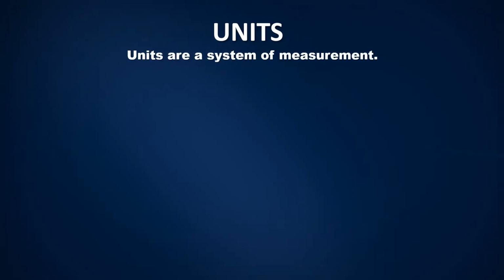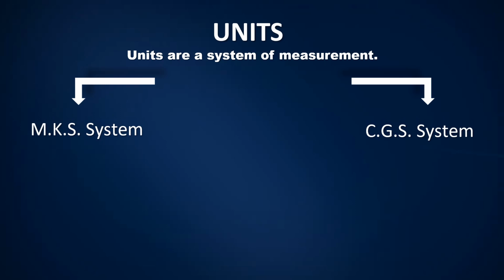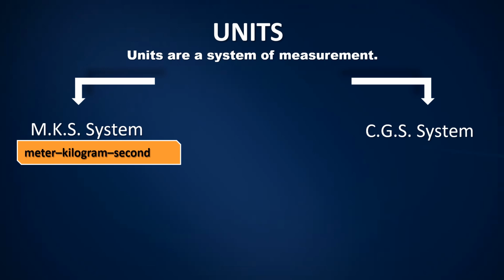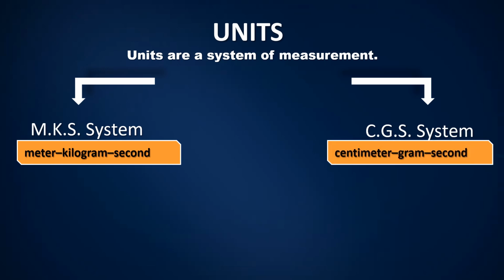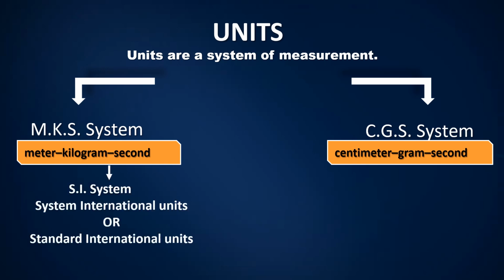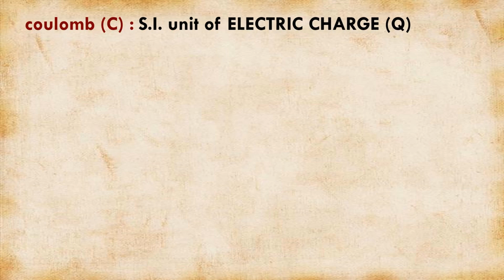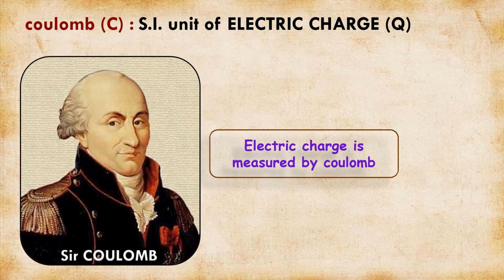Units. Units are a system of measurement. Generally, we follow two systems, MKS system and CGS system: meter, kilogram, second for MKS, centimeter, gram, second for CGS. From the MKS system comes the SI system, Système International units, or standard international units. Coulomb, C, is the SI unit of electric charge, symbolized as Q. So electric charge is measured in coulomb.